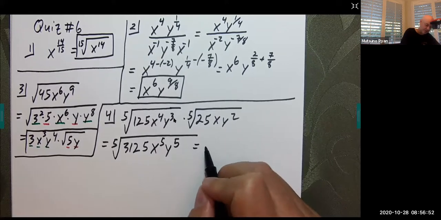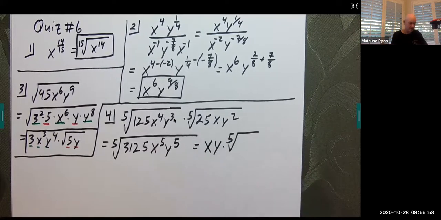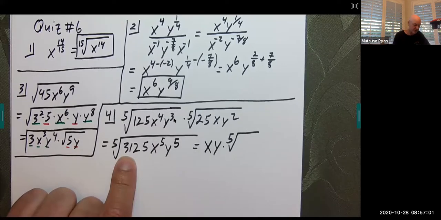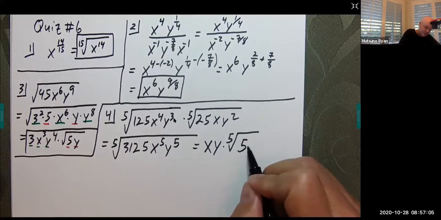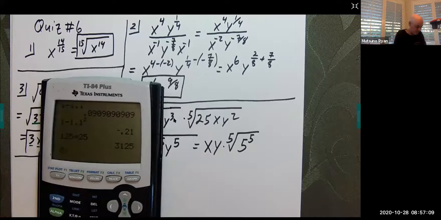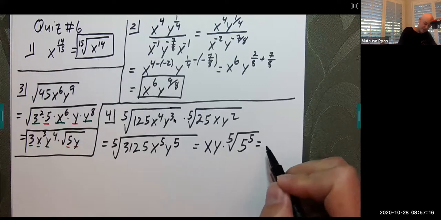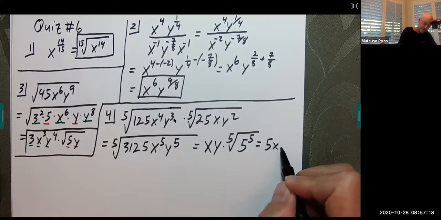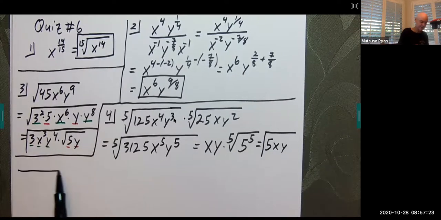Now, to be fair, I can pull the x and y out. But the 3125 is actually 5 to the fifth power. Let's verify that. 5 raised to the fifth power. There it is. So actually, everything gets to come out. 5xy. And that is my final answer.